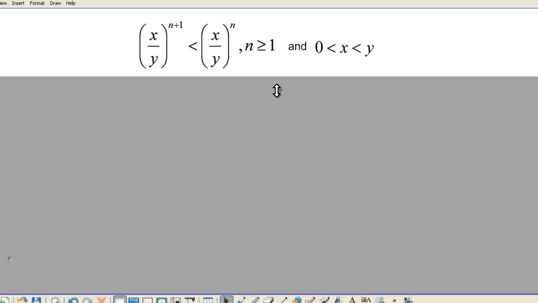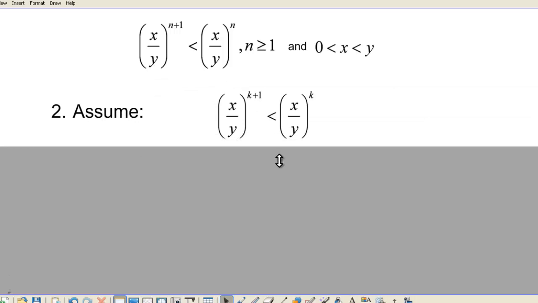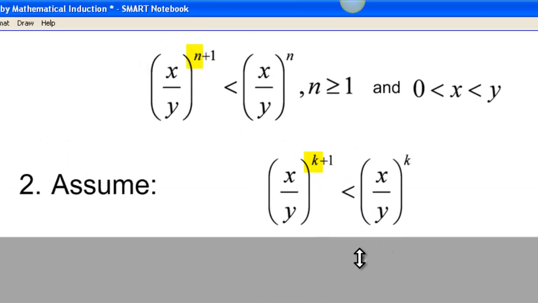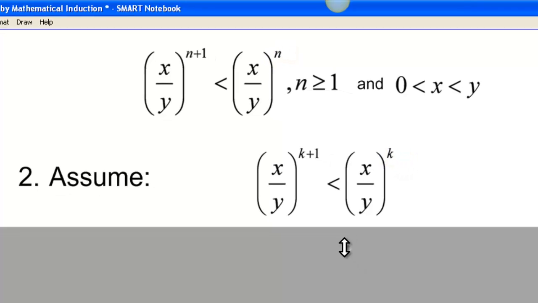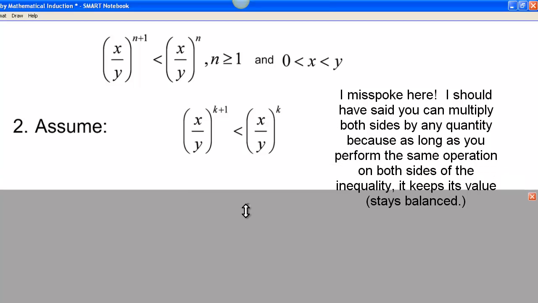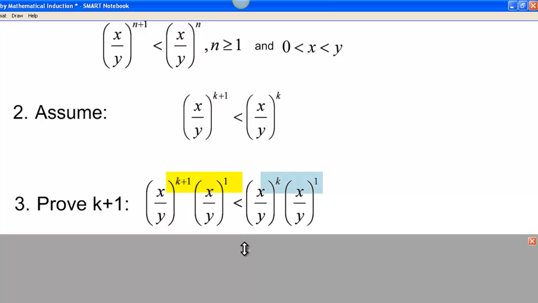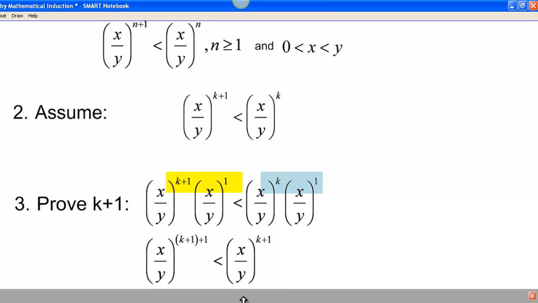So now for my second step, we're going to make an assumption. We are going to assume that if I input k for n, then x over y raised to the k plus 1 is less than x over y to the k. This proof is just a hair different. I'm going to multiply both sides by x over y raised to the first power. Why am I doing this to prove k plus 1? Because by using properties of exponents, I have x over y raised to the k plus 1 plus 1, and that is less than x over y to the k plus 1.